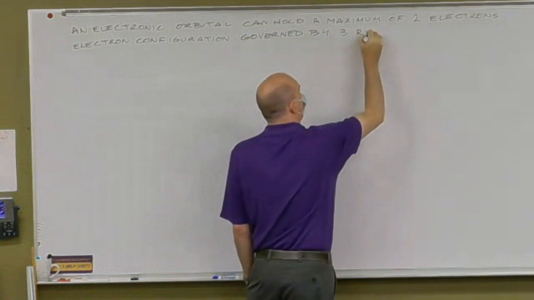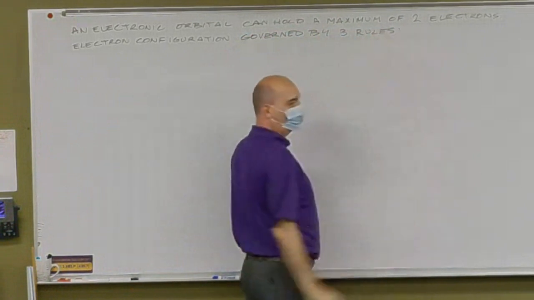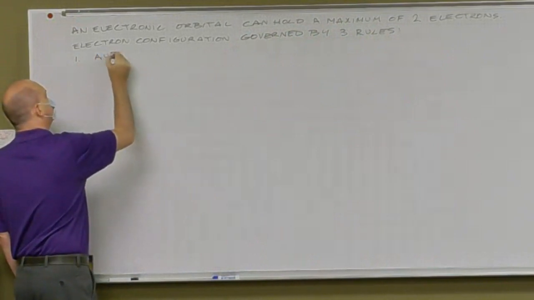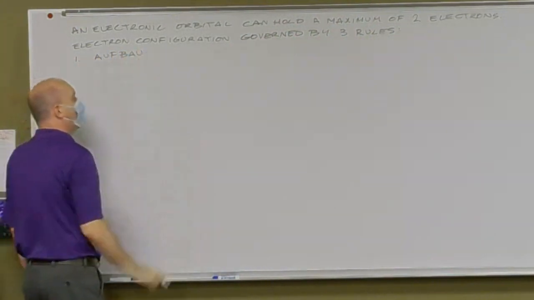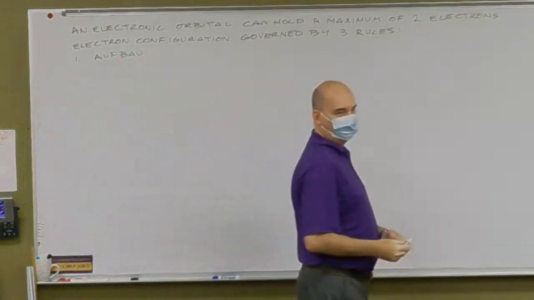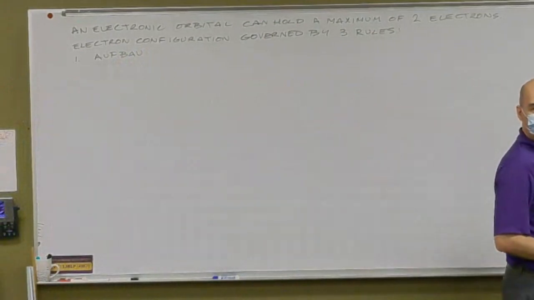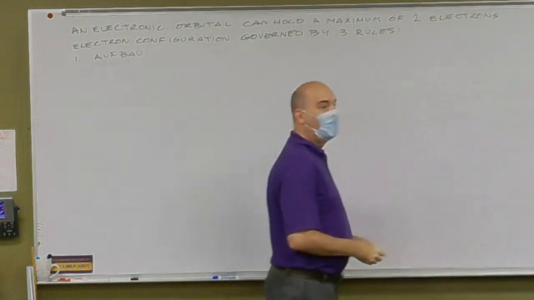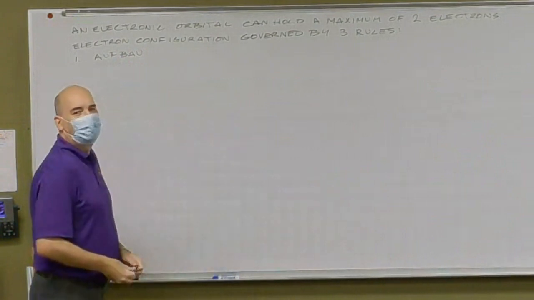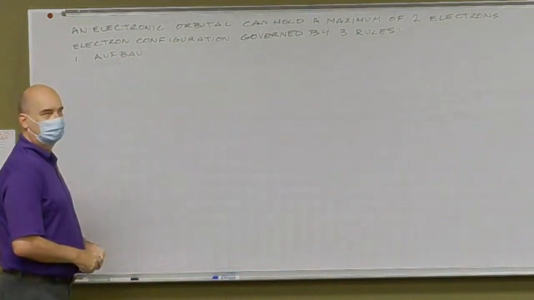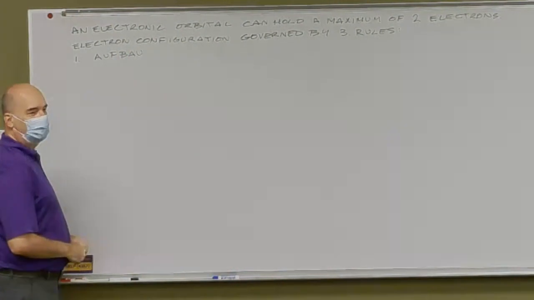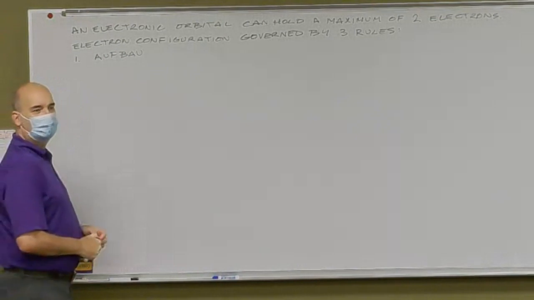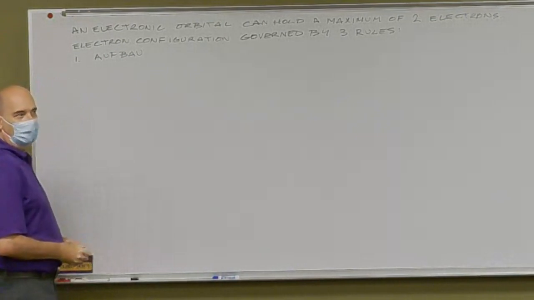And it's governed by 3 rules. Those rules are Aufbau. Anybody speak German? No German speakers? Well, I'll tell you, I could just make up what it means then. Aufbau means building out. It means that you start closest to the nucleus and you build outwards from there.